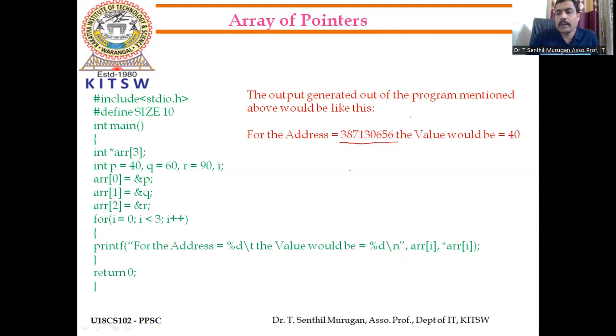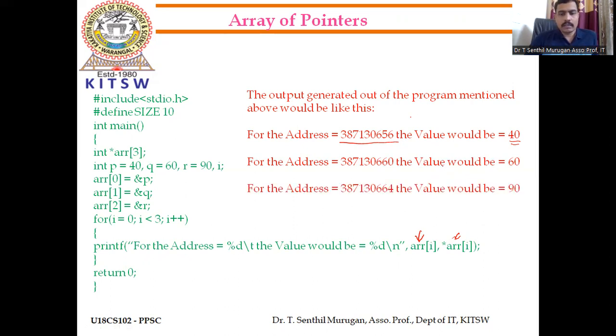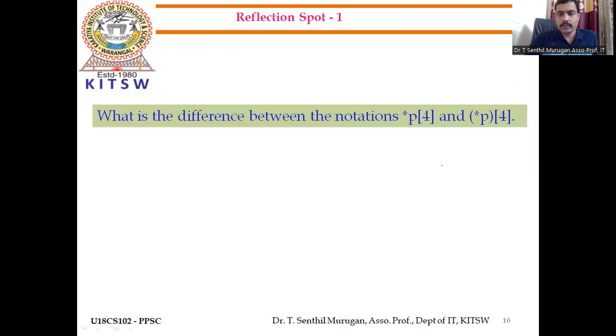We know only ampersand P, that is assigned to array of 0. So here what we are doing, array of 0 is printing for the address. Asterisk of array of 0 means it is pointing to the value which is stored in this array. So that holds this value, 40. Like this it will print. The second value, the Q value, is printed. The third one, the R value, is printed. So this is the output of this program.